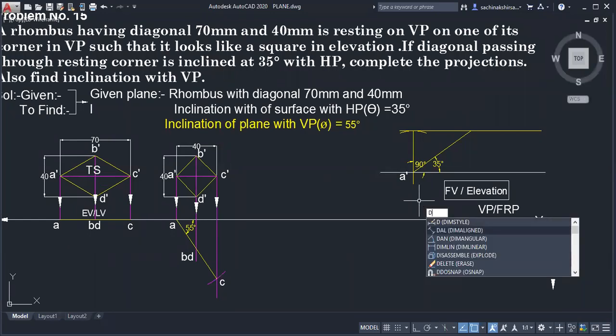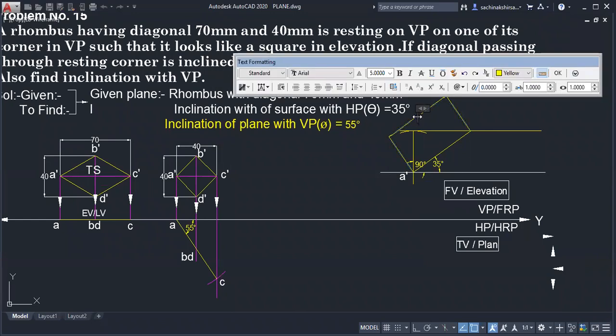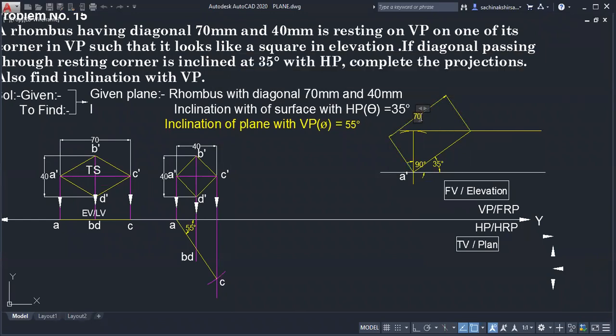Here we have to take the true length and true inclination. True length is 70, true inclination is 35. Once you get one point, draw the horizontal locus. Then mark the apparent length on that. So it is 90. We can say it is an exceptional case.